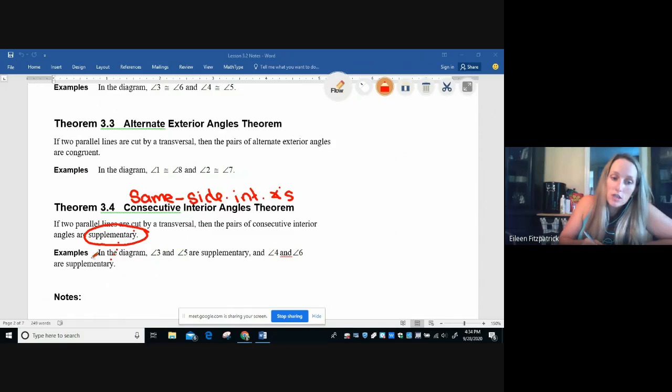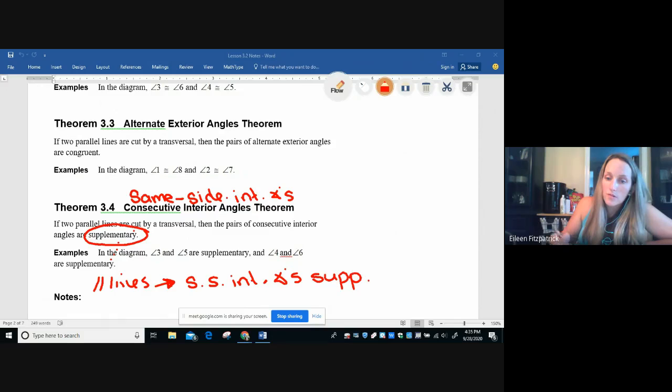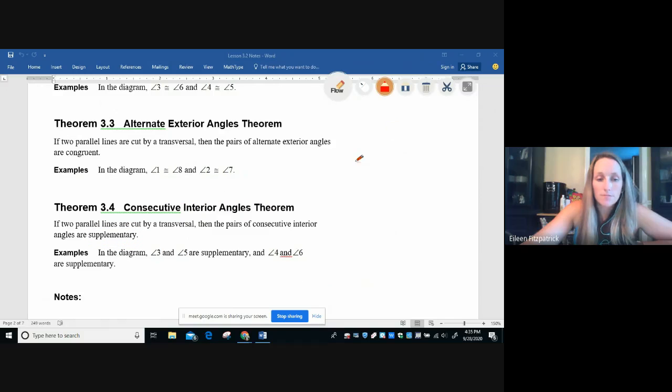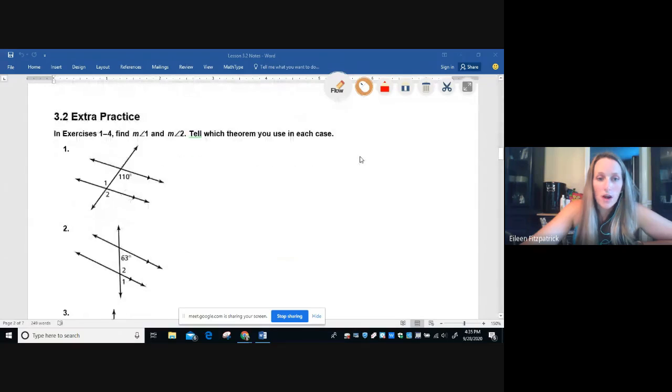So as a justification in a proof or in a problem, I'd say parallel lines implies same side interior angles supplementary. All right, we do a lot of abbreviating. So you kind of have to get used to the shorthand and know what everything stands for, but ask if you're confused. All right, so moving on, we're going to jump right into some problems.